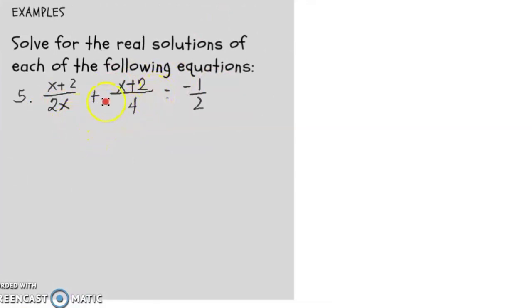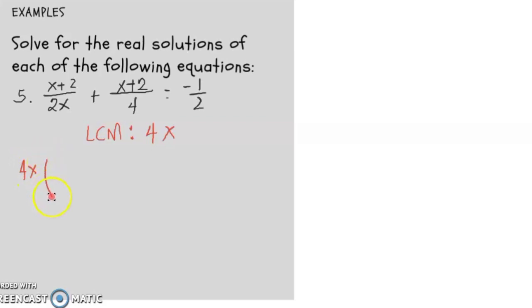Okay. So, for our last example, as you can see, we have x plus 2 over 2x plus x plus 2 over 4 equals negative 1/2. So, first, we need to identify the LCM. Okay, so since 2, 4, 2, so ano yung common multiple kanina ng 2 tsaka 4? Okay, tama. So, we have 4. Then, x. Okay. So, ang LCM natin is 4x.